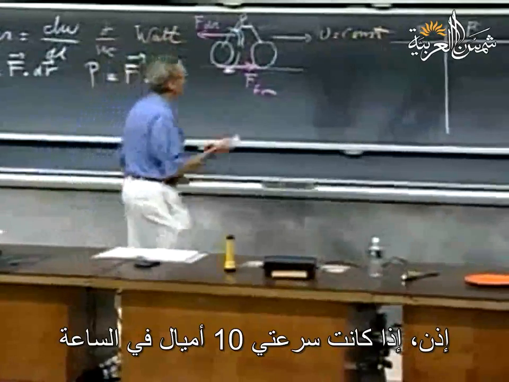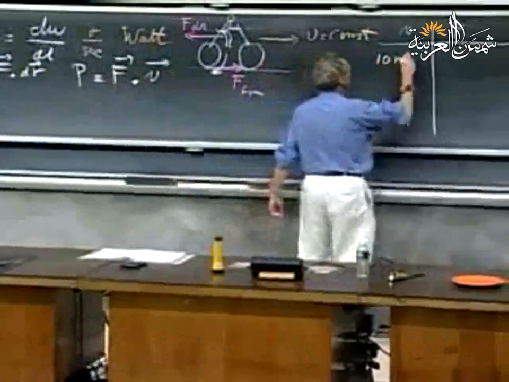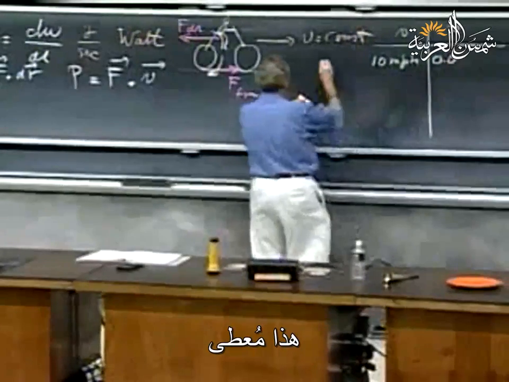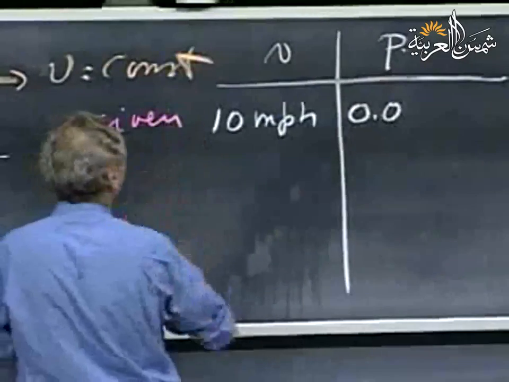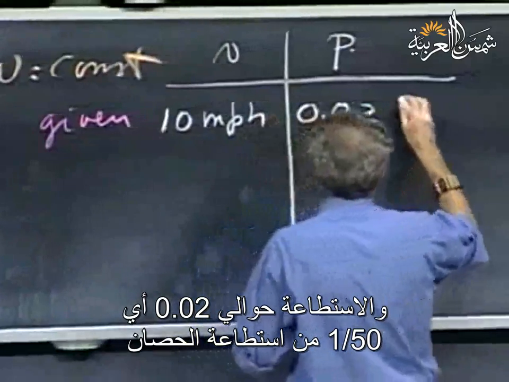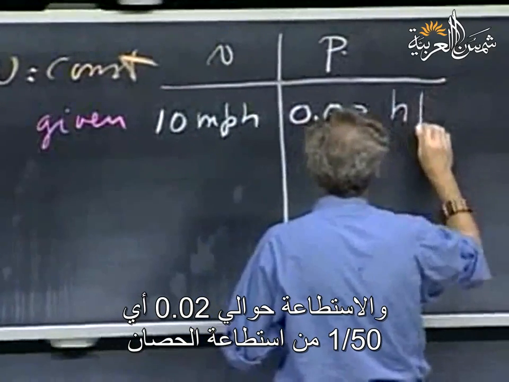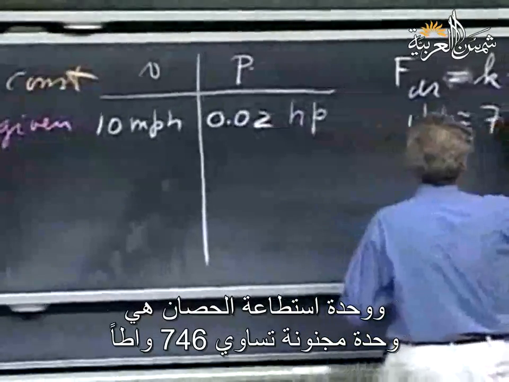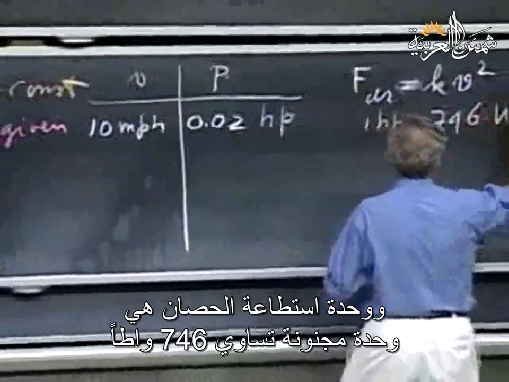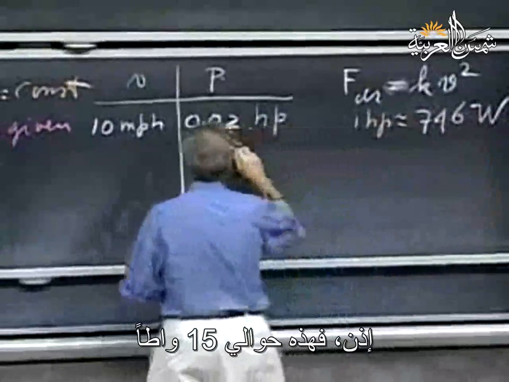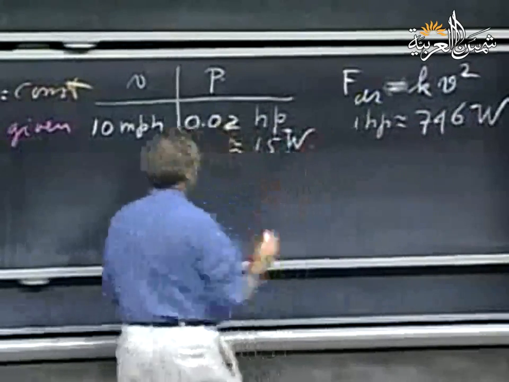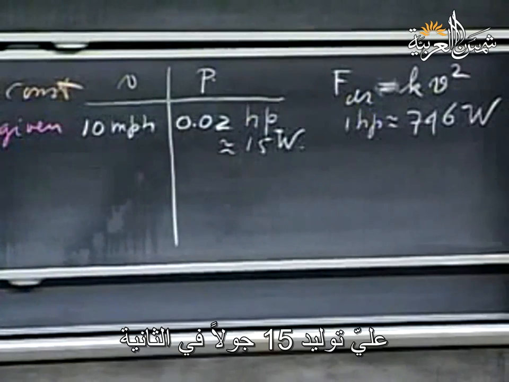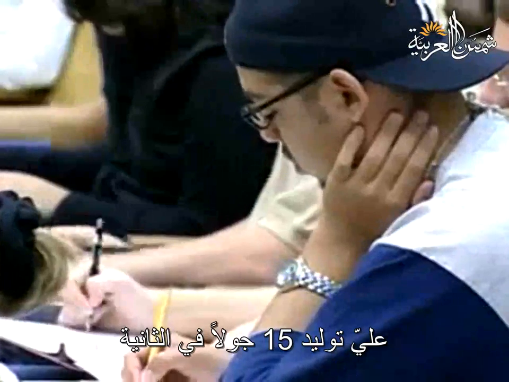Then, if I have 10 miles per hour here, I drive 10 miles per hour, and I tell you that the power, this is a given, this is not something that I show you, is about 0.02, around 1/50th of a horsepower, and 1 horsepower is some crazy unit, 746 watts. So this is about 15 watts. So I'm pedaling, and I keep my speed at 10 miles per hour, and I have to generate 15 joules per second on average.